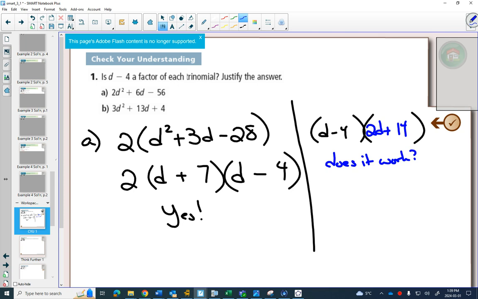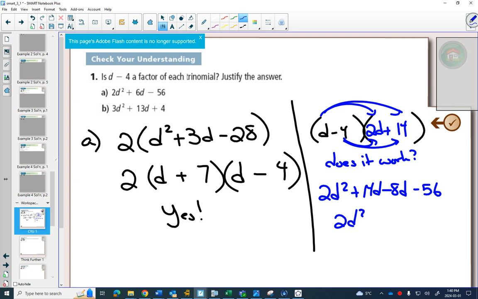And then I'd have to check, does it actually work? And if I multiplied it out, d times 2d, 2d squared. d times 14 plus 14d minus 8d minus 56, 2d squared plus 14, combine those like terms, plus 6d minus 56. Does that match up? Yes. So if they give you one, you can actually check it much quicker.